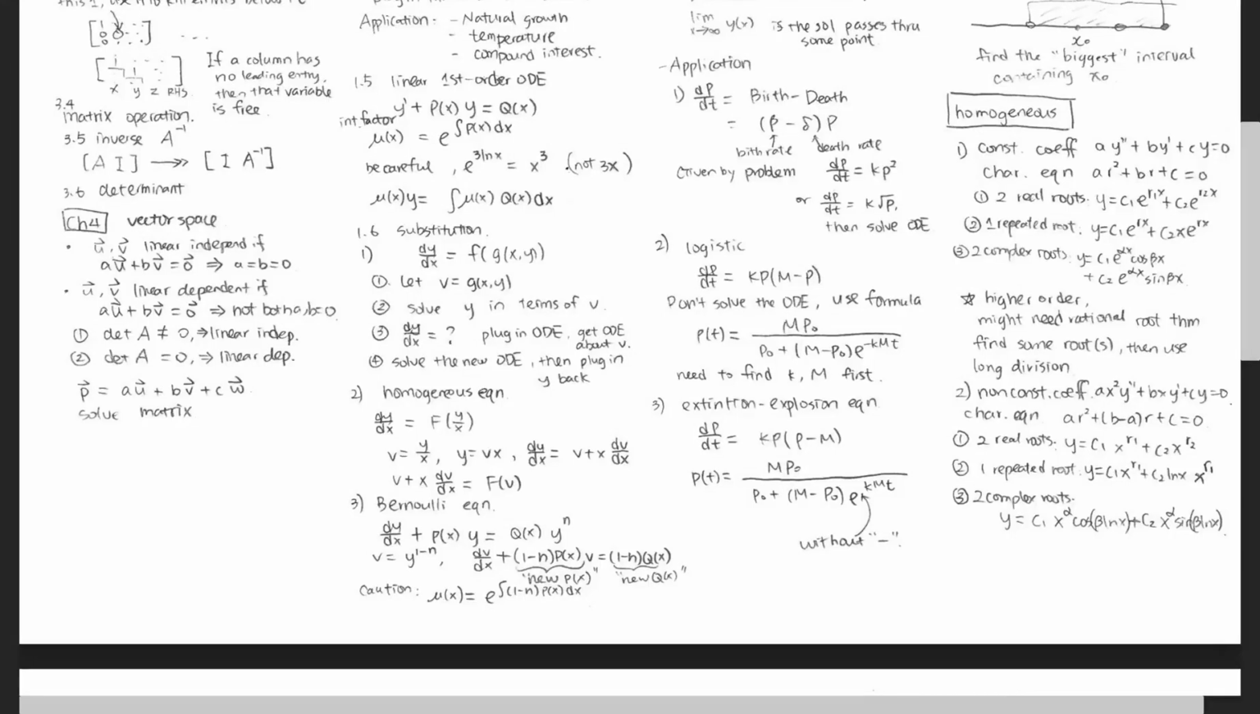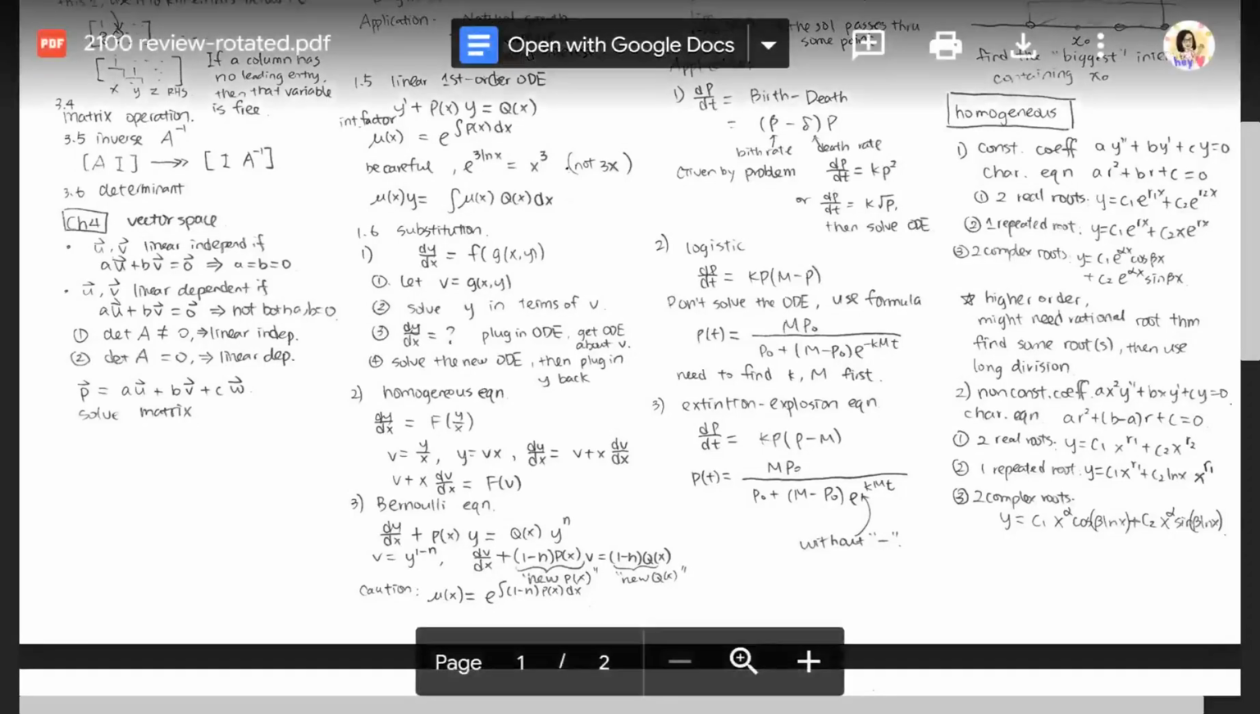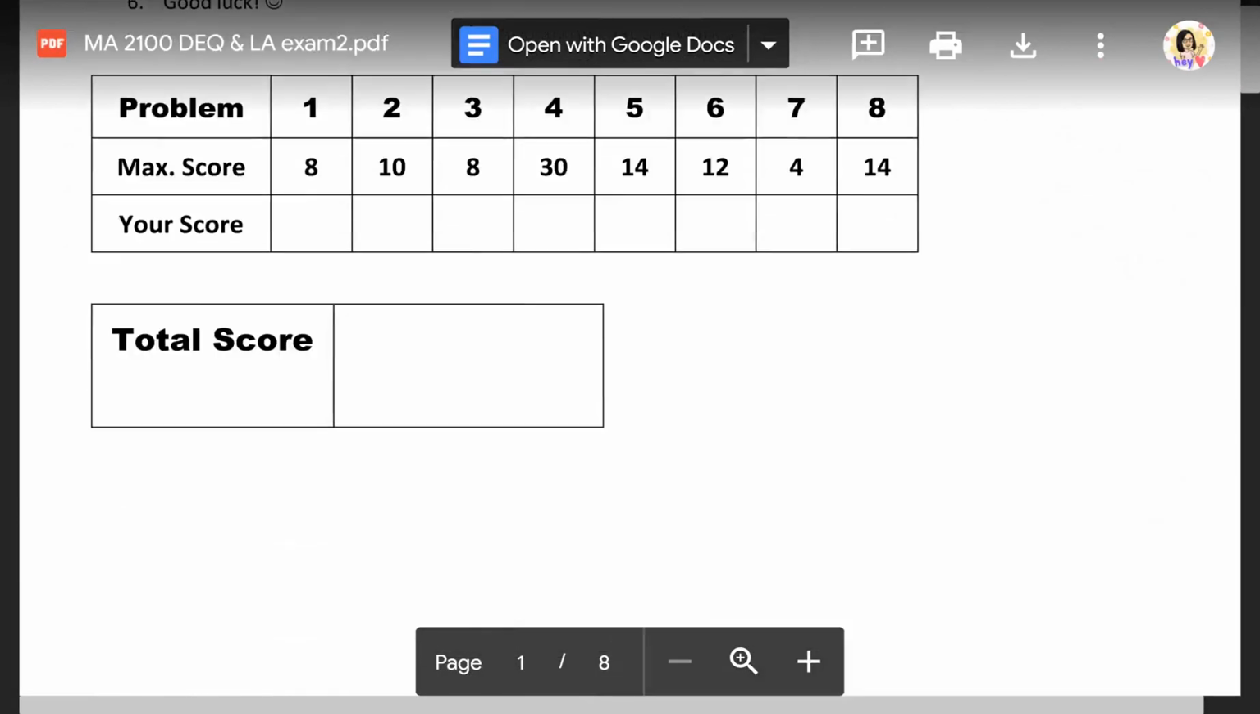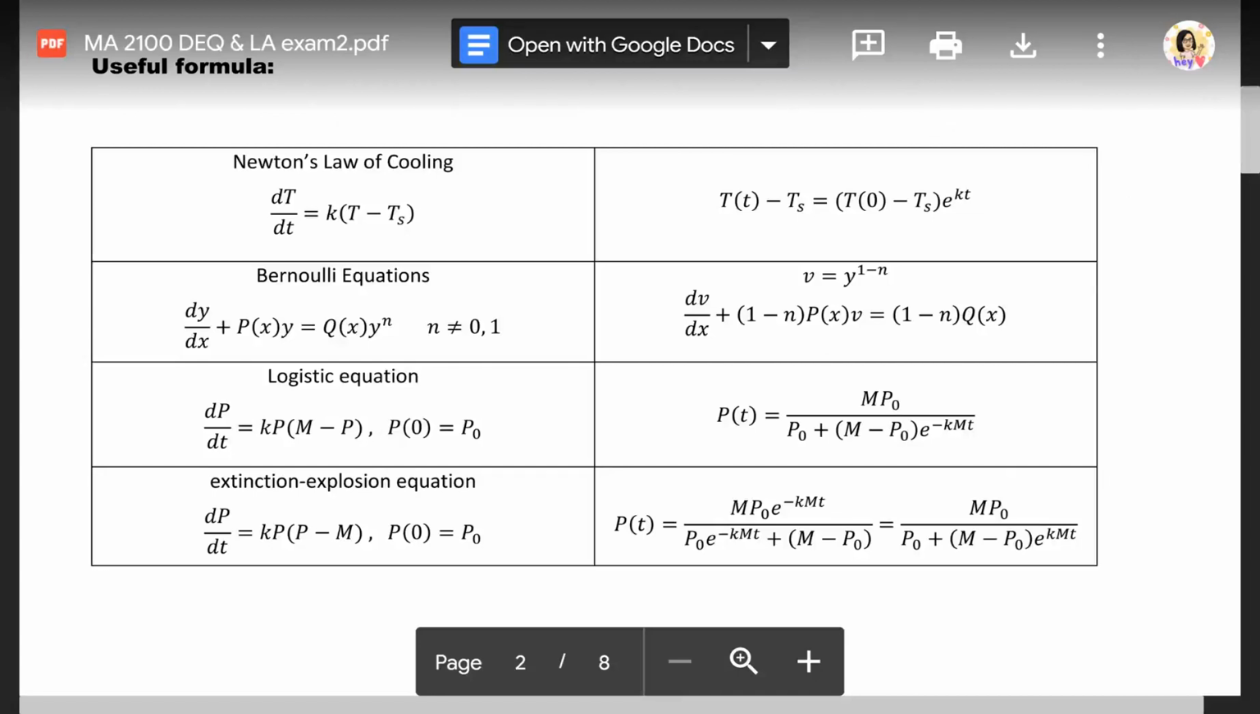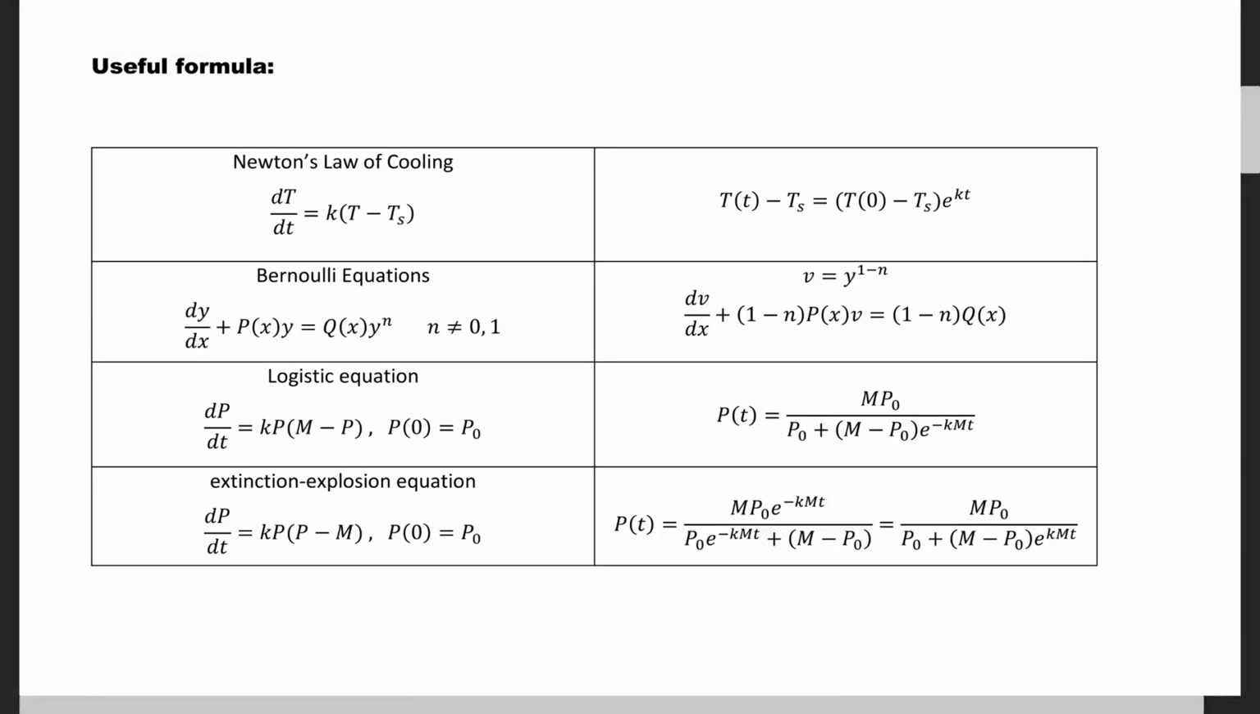The third case, the Bernoulli equation. The formula of the Bernoulli equation will be given in the exam. So if you go to the practice exam, you can see this is the formula that I will provide you in the exam. We have the equation of Newton's law of cooling, and this is the formula after we solve the differential equation. And this is the Bernoulli equation, and this is the substitution.